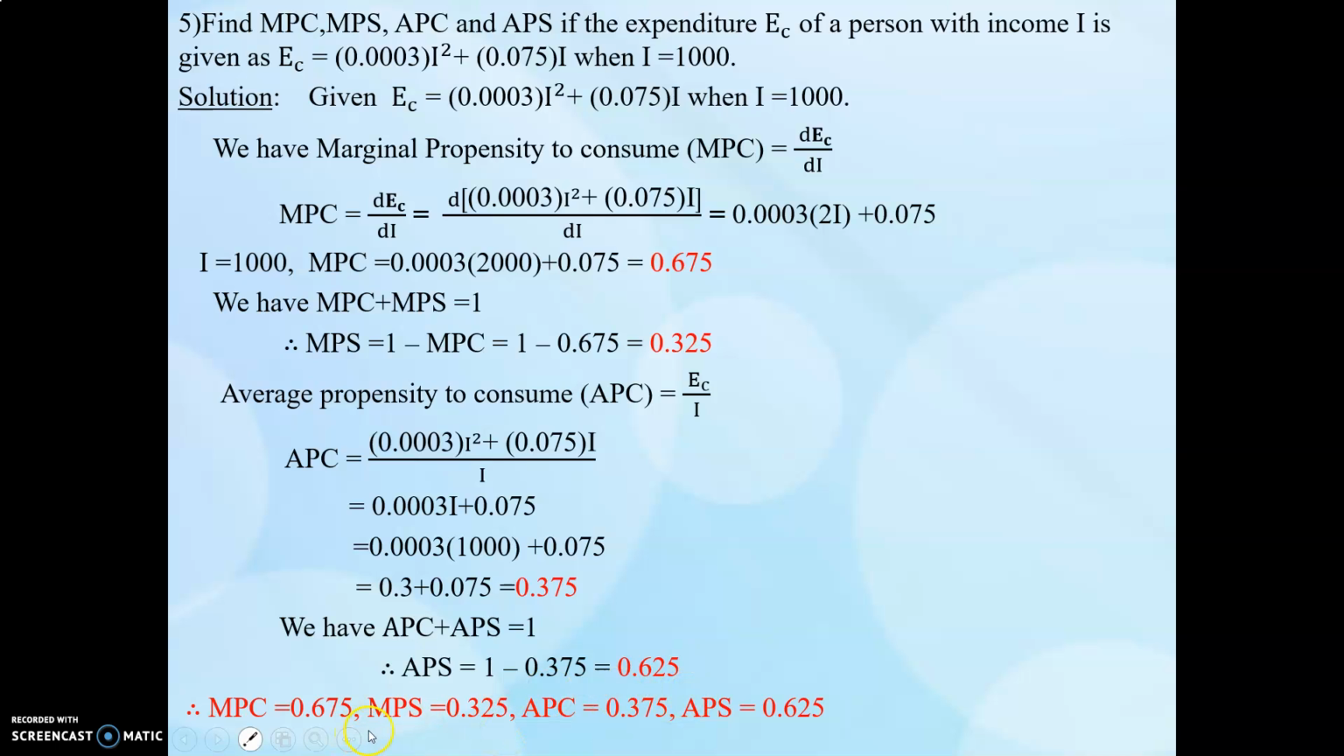So MPC is equal to 0.675, MPS is equal to 0.325, APC is equal to 0.375, APS is equal to 0.625. These are the four values here.